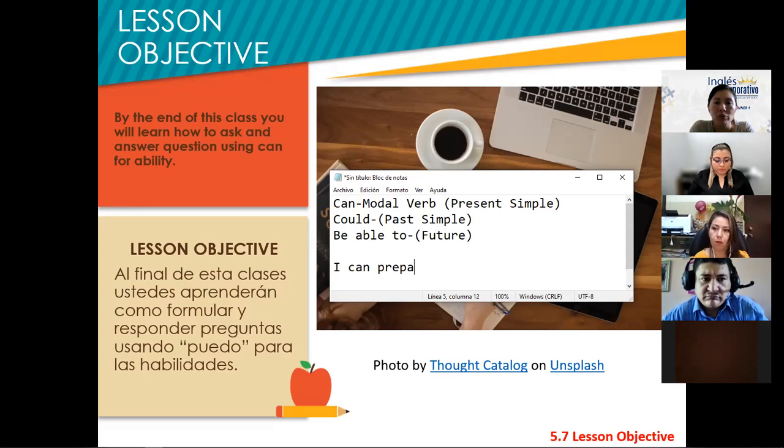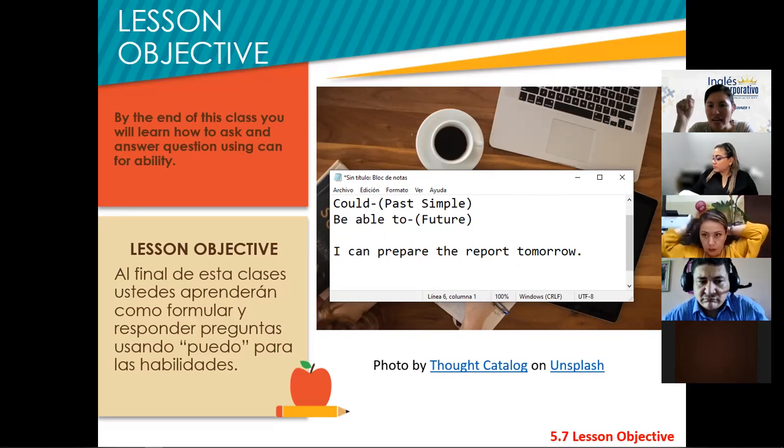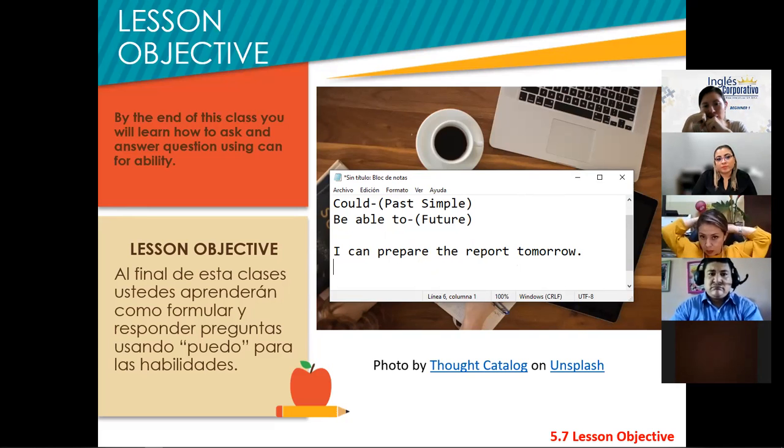I can prepare the report tomorrow. Ahorita me espera, dígale, porque I have a lot of things to do y puedo mañana. I can prepare the report tomorrow, right? So, then this is just an example, right? Vamos a ver, vamos a pasar la no la misma oración, sino que hagamos otra.